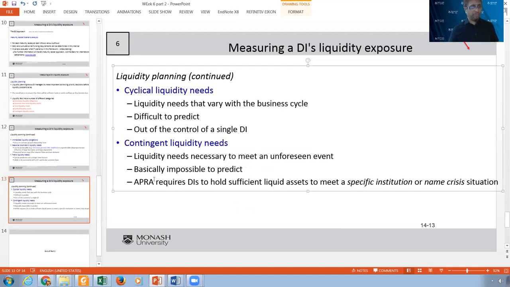So APRA, for example, which is the regulator in Australia, requires the financial institutions to hold sufficient liquid assets to meet specific institutional needs or some type of crisis.